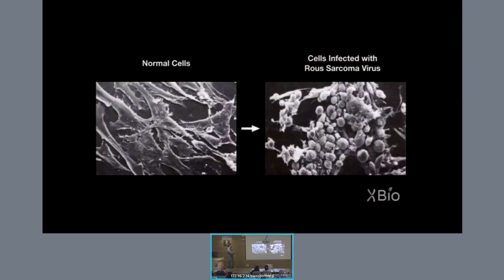The biological effects were dramatic. You could take normal chicken fibroblasts in a petri dish, put Rous sarcoma virus on those cells, and within 24 hours, their whole phenotype changed, their appearance changed, their replicative behavior changed to be more aggressive. They started crawling over each other in a chaotic manner, like cancer cells can do. And of course, if you put the virus into a chicken, you would also get a tumor.